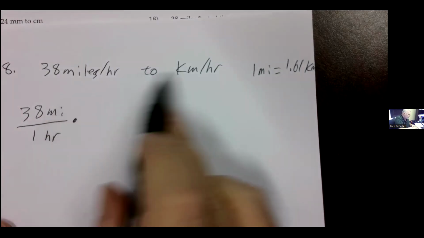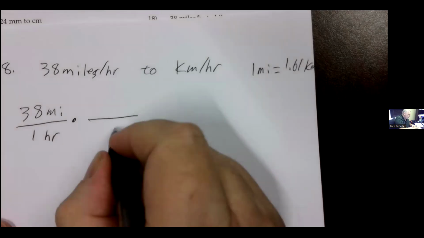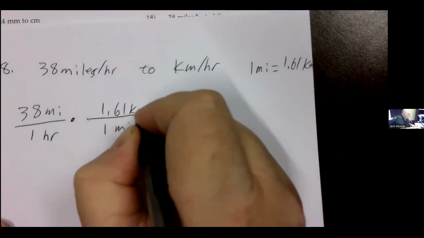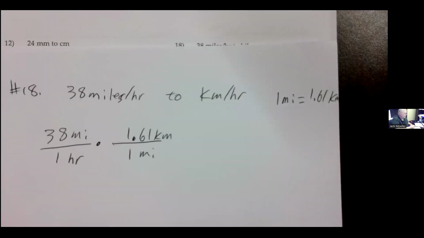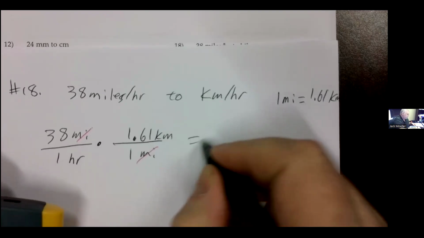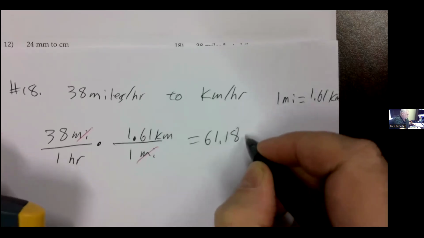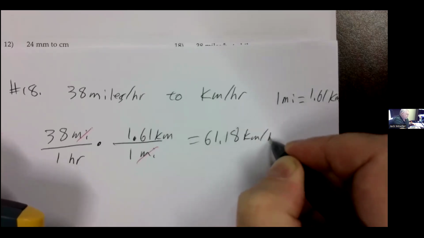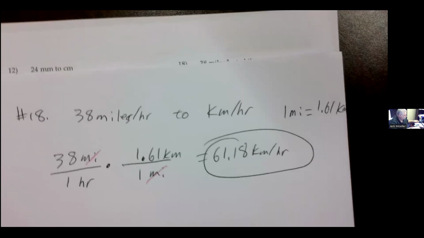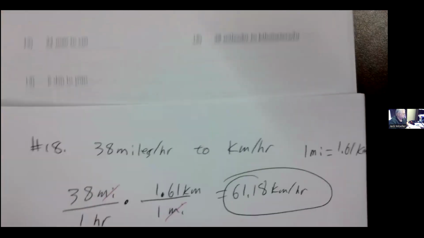So how do we go from miles to kilometers? Well, we need miles on the bottom to get it to cancel. 1 mile is 1.61 kilometers. So even though it may look a little messier, this is just like we've been doing before. So now we're doing 38 times 1.61. It gives us 61.18 kilometers per hour. Well, if they wanted to round it to the tenth decimal place, it'd be 61.2. So that one's not as bad as you might have thought.